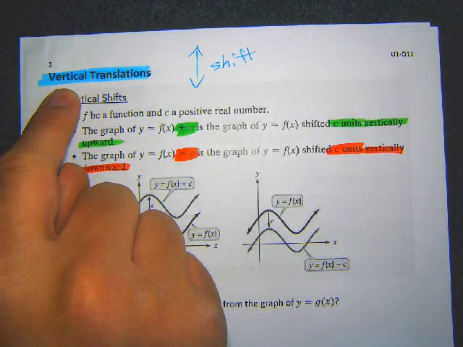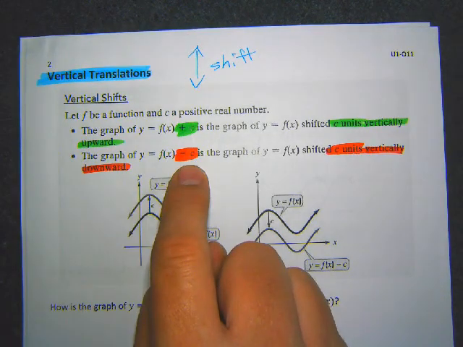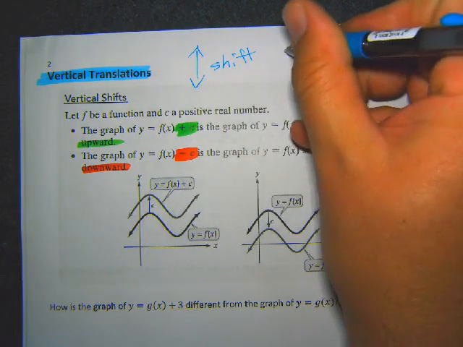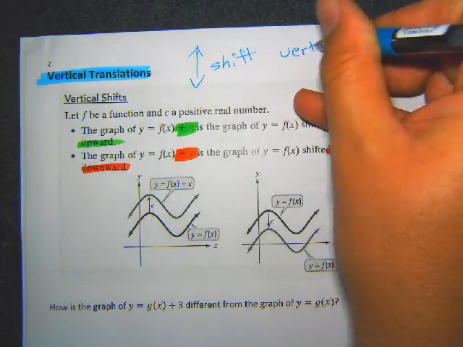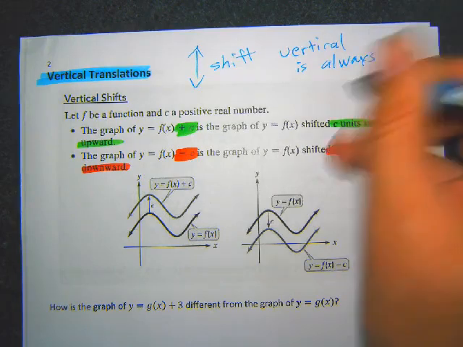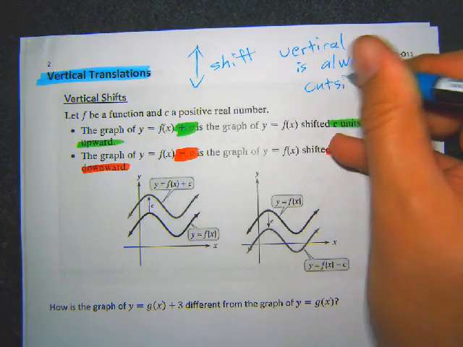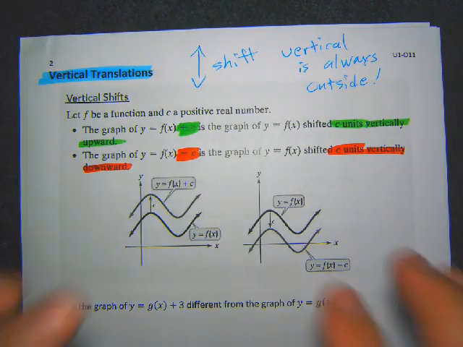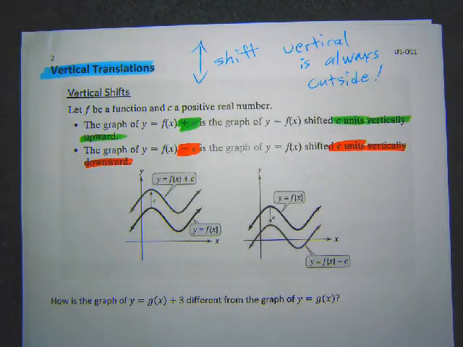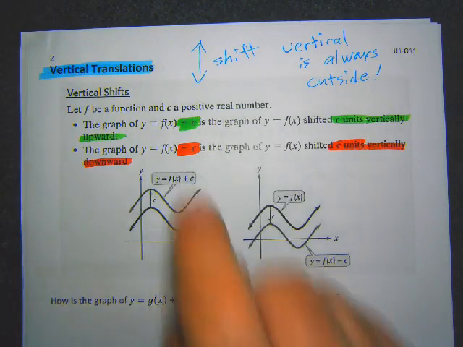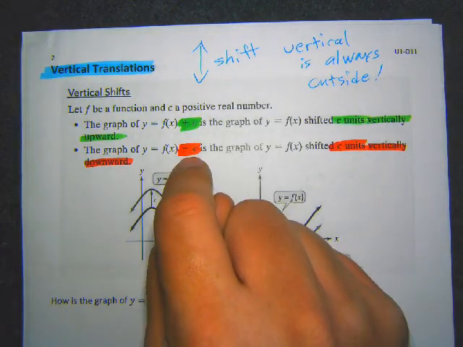Vertical stuff is always going to be outside. So to do anything else vertically, if you want to do things up and down, it's always outside. So this vertical is always outside. And that's something important to remember because it's true for all the different transformations we'll do. So for shifts, yes, it's true, but for anything else, it's true. If you do stuff on the outside of the function, put it on the outside, it's going to be a vertical thing. Adding shifts it up, and subtracting shifts it down.